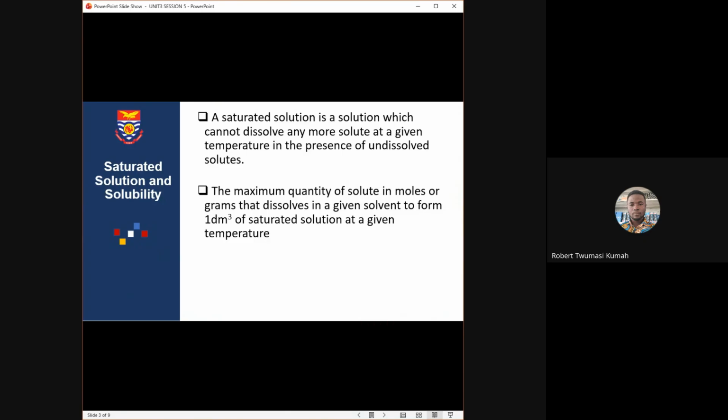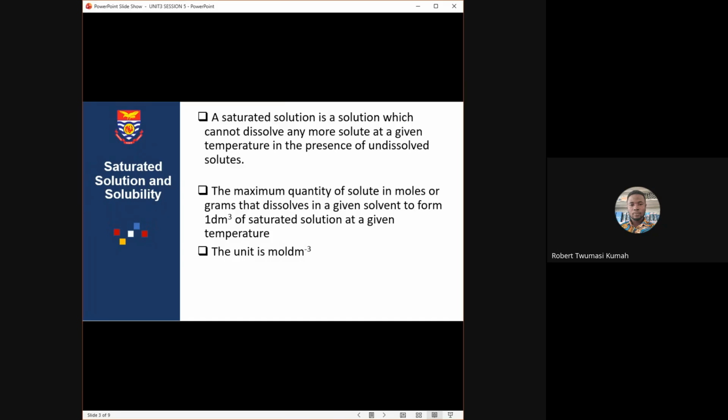How do we get the maximum quantity of solute? That is when we have dissolved to a point that it is not dissolving again. And so solubility has a unit mole per dm cube. And if you remember amount concentration, it also has the same unit, which means that solubility indirectly is concentration. But we take the solubility when we have the maximum quantity of solute in the solvent, and that happens at a particular temperature. What do we mean?